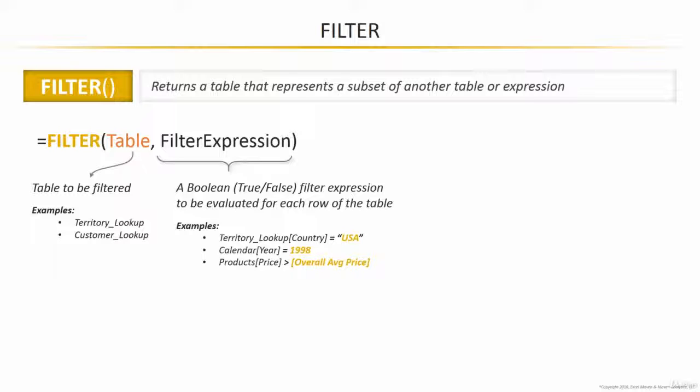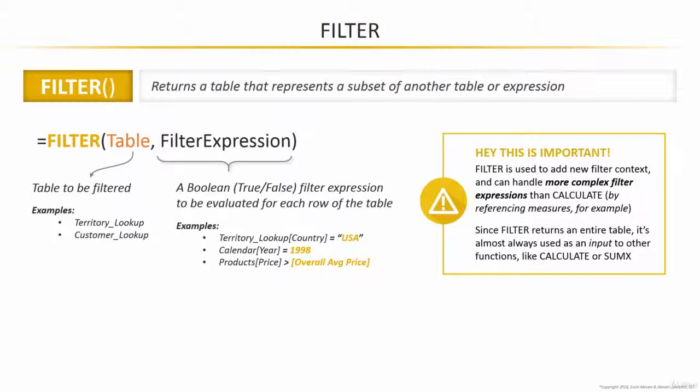So this is different from how calculate works. Calculate is not an iterator, meaning it doesn't actually eliminate rows from the table. It just identifies filter context and modifies it. Filter, as an iterator, is actually producing a new table as a subset of the original table based on whatever filter expression you're using. So, important point: filter is used to add new filter context, and it can handle more complex filter expressions than calculate, like we just said, by referencing measures, for example.